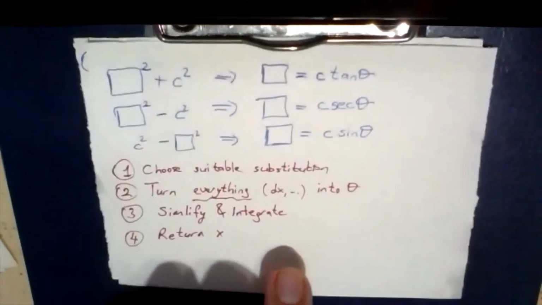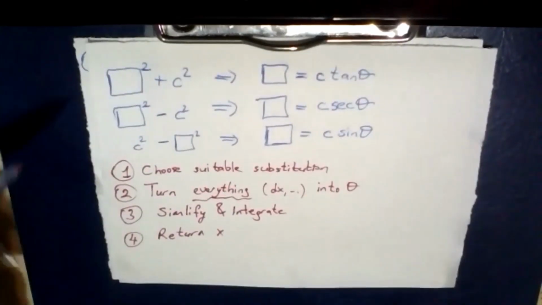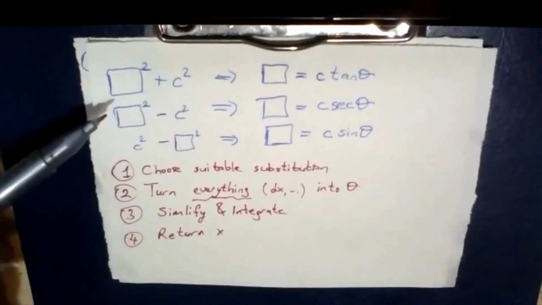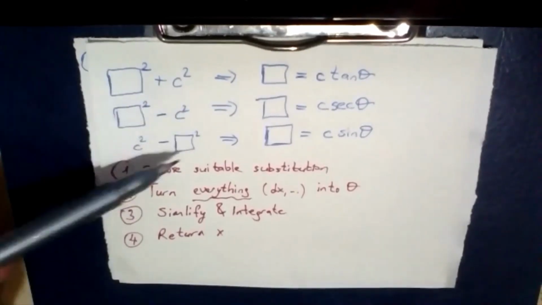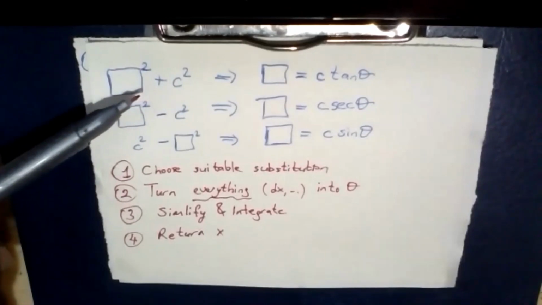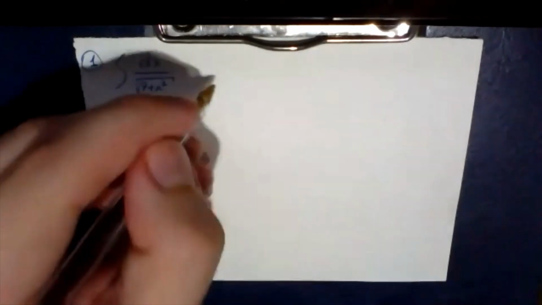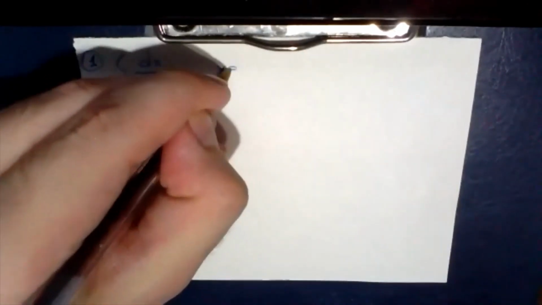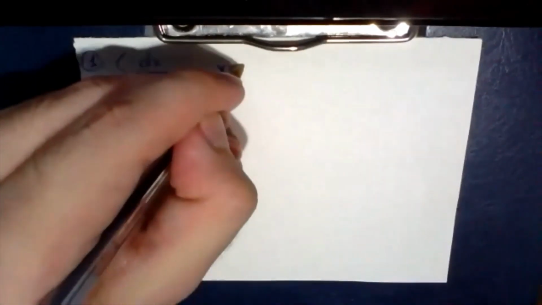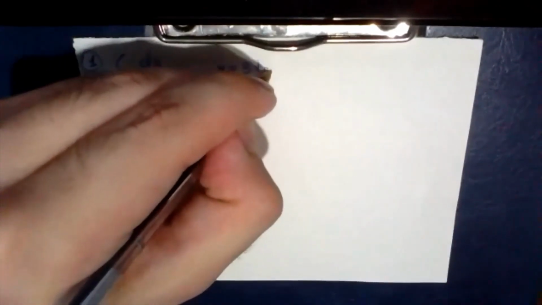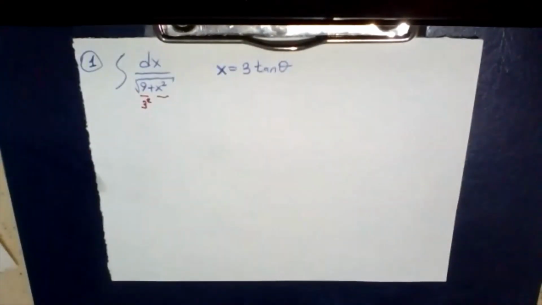So in our formula table, which form does it look like? We have squares of two things, and they add up. So the first one is the case. Hence, it will be better. We can choose the substitution x is equal to c times, which is 3, tangent theta. Hence, we completed our first step.